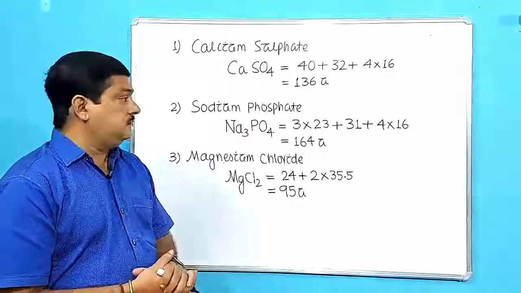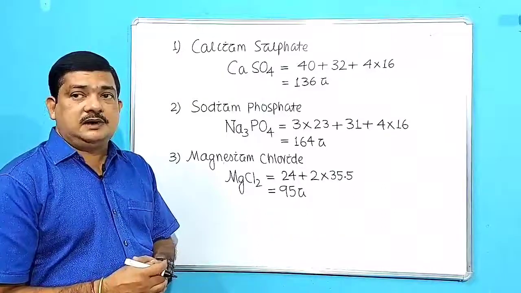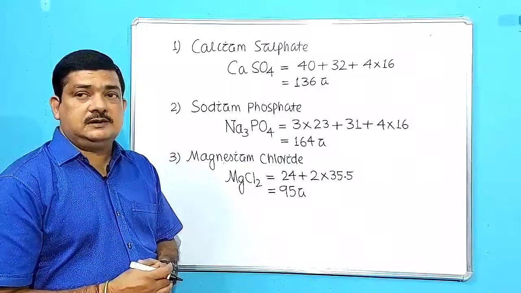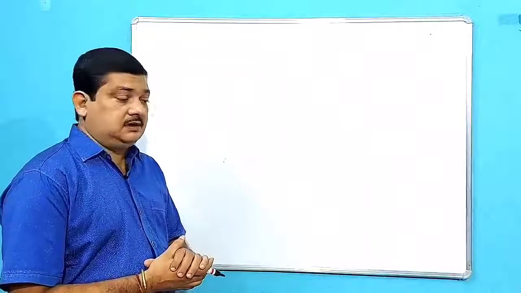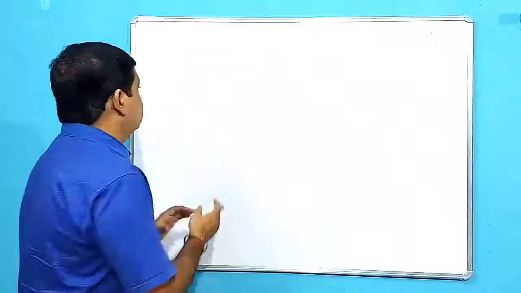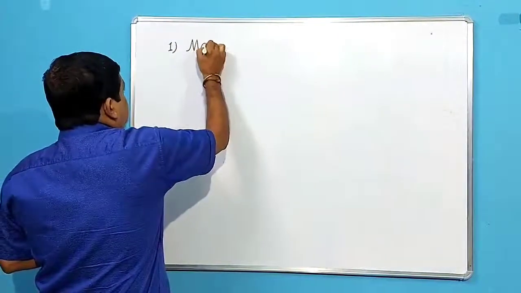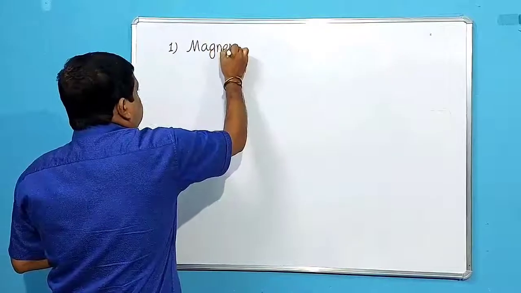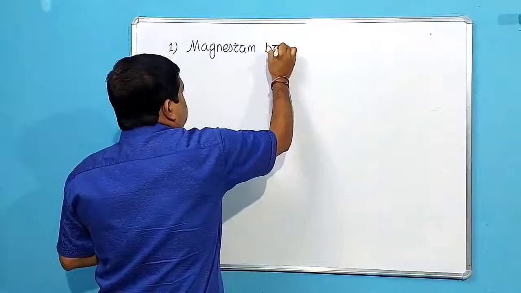So this is how you have to find out the molecular mass. Next we will go for the calculation of molecular mass of some more molecules. Next we will find out the molecular mass of magnesium bicarbonate.